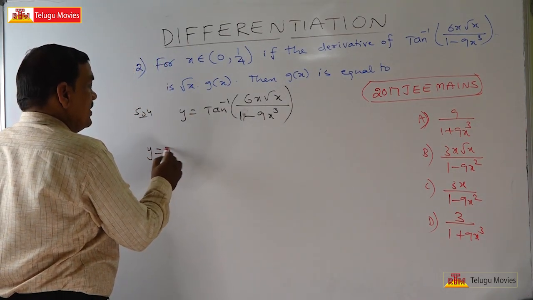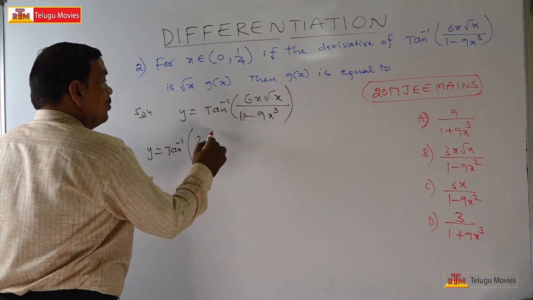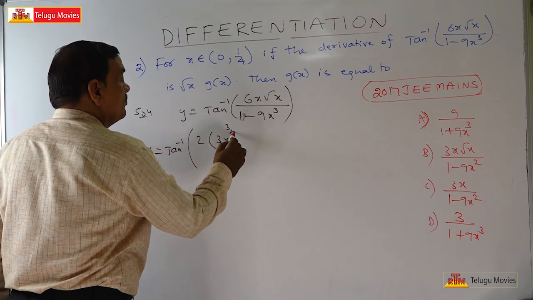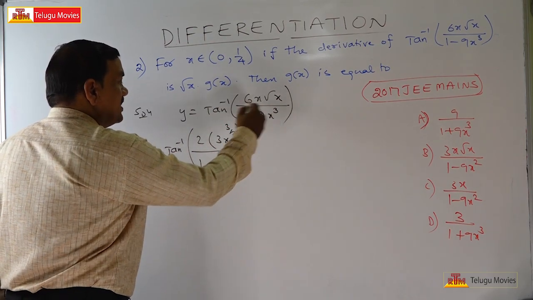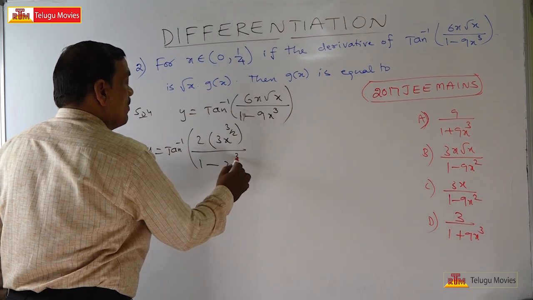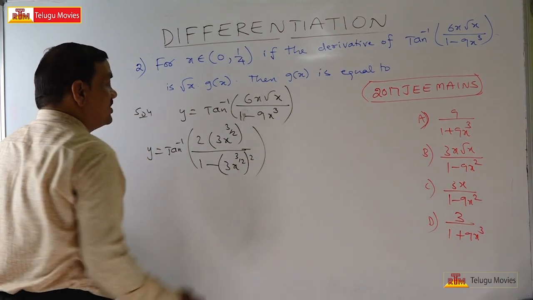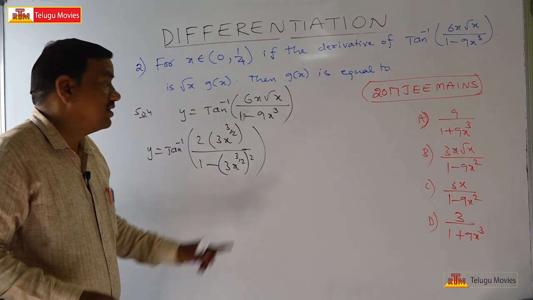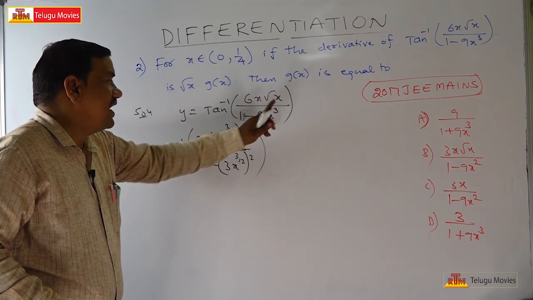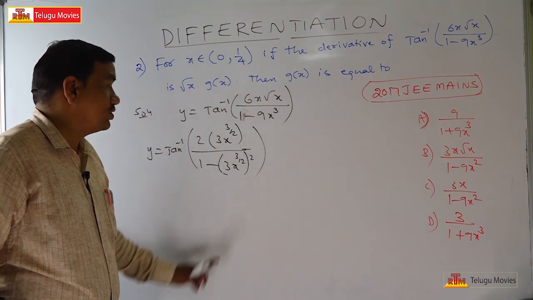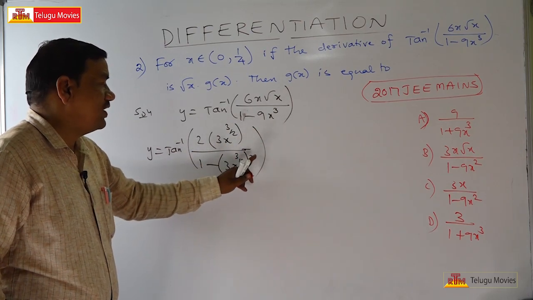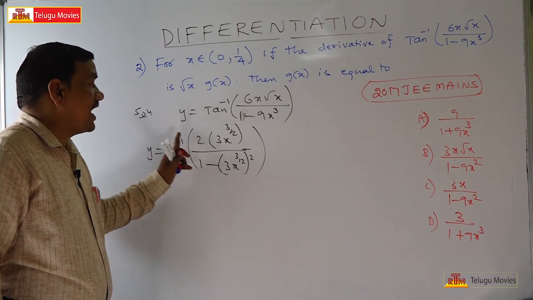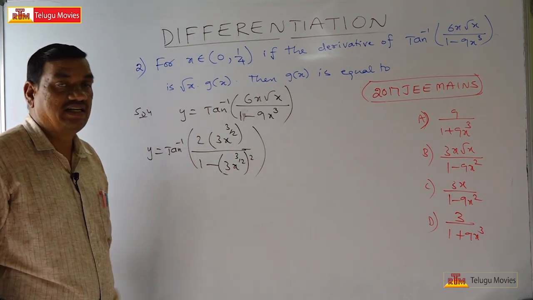So, I will do like this: y is equal to tan inverse of 2 into 3x root x. x root x means x power 3 by 2, by 1 minus, this I can write down as 3 into x power 3 by 2 whole square. Can I adjust these values? Yes, I can adjust. Why? 2 into 3 is 6. x root x means x power 3 by 2. And 9x cube means 3 into x power 3 by 2 whole square, because 3 square is 9 and x power 3 by 2 whole square, the 2 will get cancelled. So, y is equal to tan inverse of 2x by 1 minus x square.